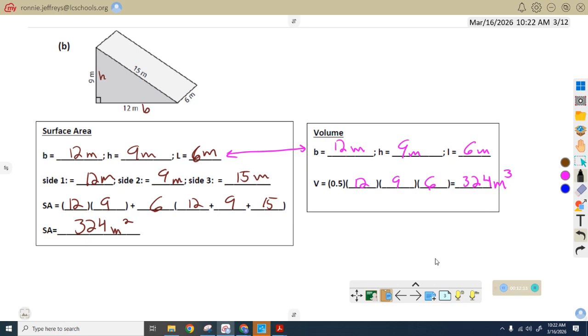So, all right. We're going to stop recording right here. Y'all are going to work on the 4 problems on the back. It's the same process we've just been doing.